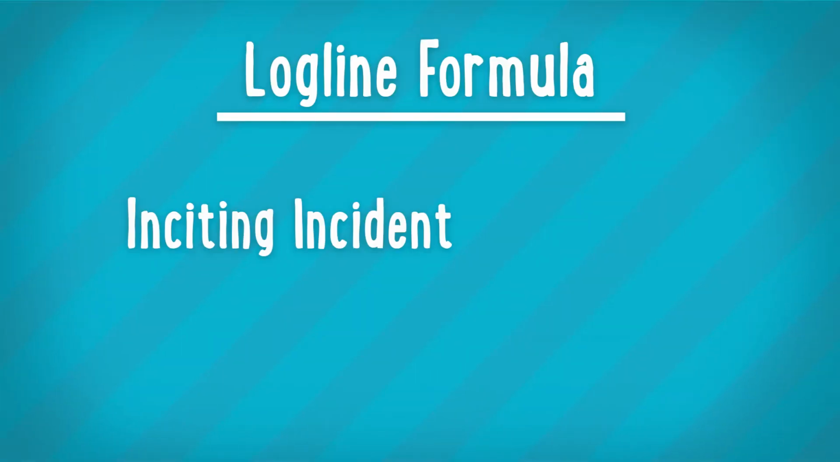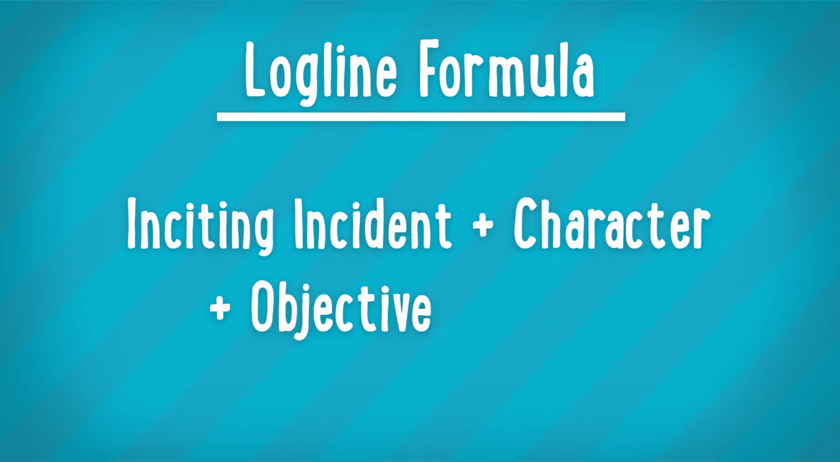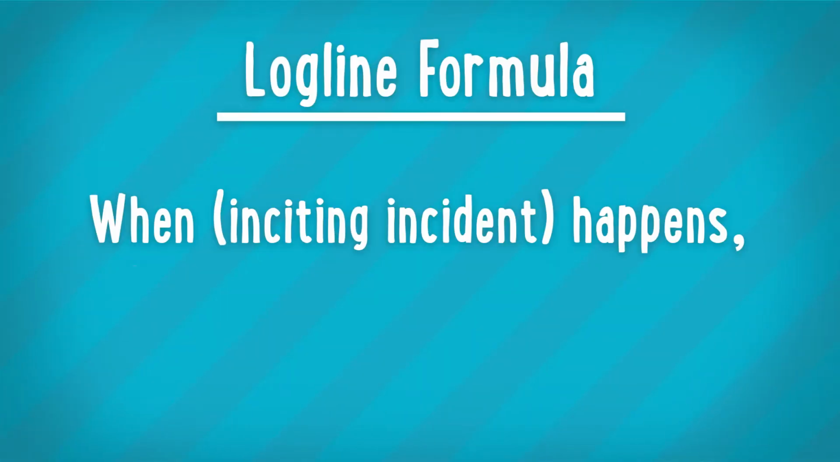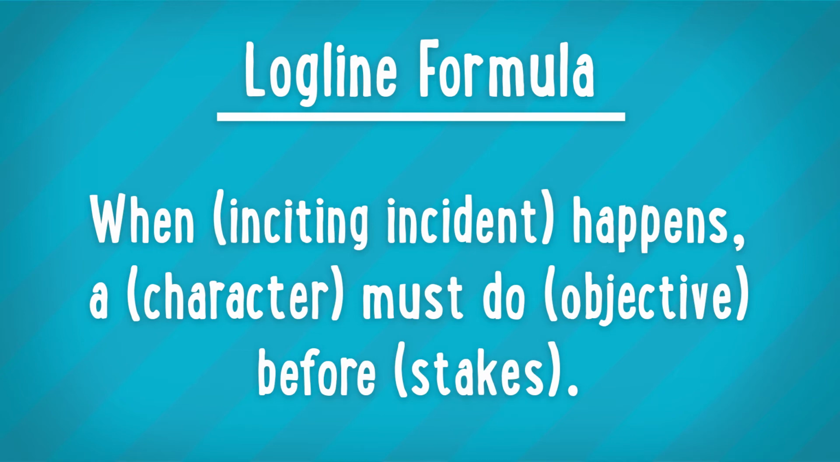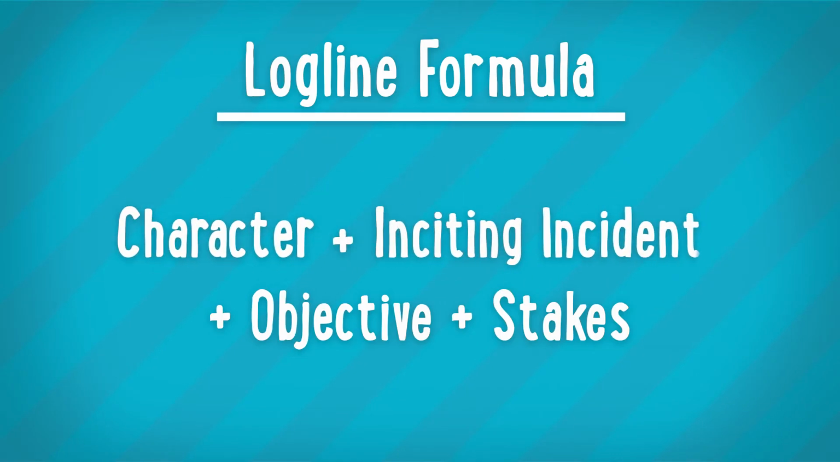The basic formula looks something like this: inciting incident plus character plus objective plus stakes. Another way to think about this is breaking it down into more of a sentence like this: when inciting incident happens, a character must do objective before stakes. Now note that you can move these parts around. So for example, you could swap where the character and inciting incident fall, but this gives you the basic building blocks that every logline needs.